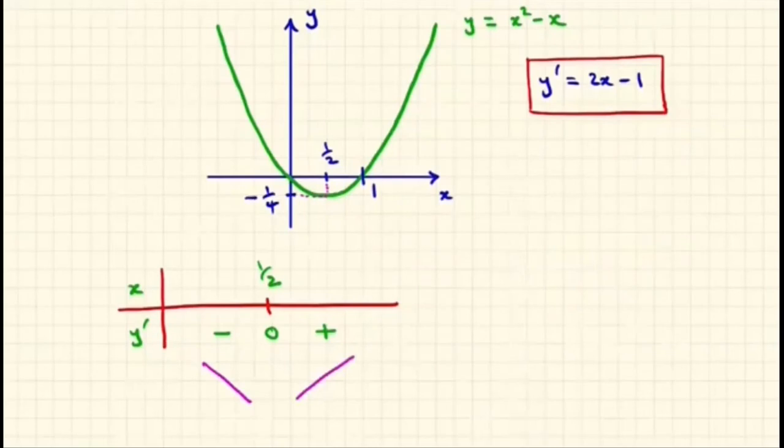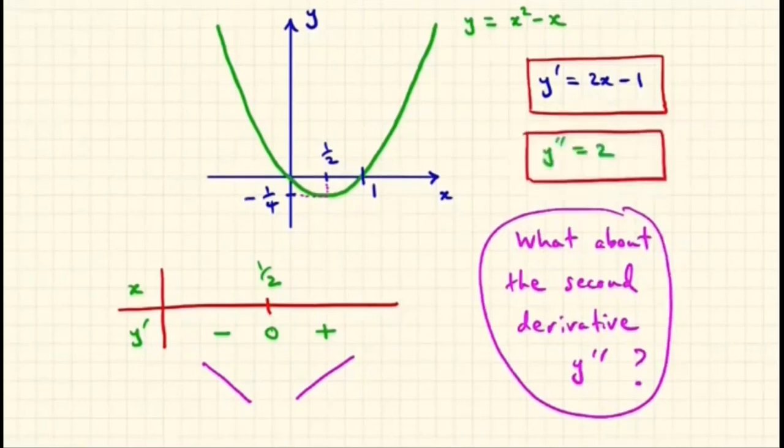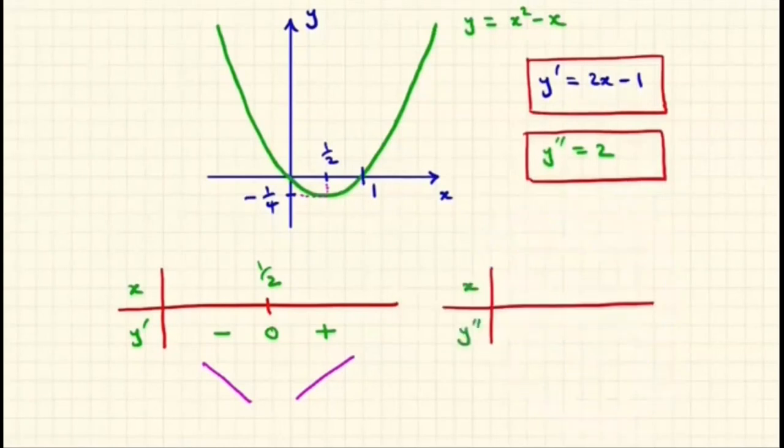Now, what about the second derivative? Sorry, the second derivative of 2x minus 1 is just the constant 2. And the sine diagram is very simple. There are no x values where the second derivative is 0 or undefined. The second derivative is positive everywhere, indicated by a plus sign.